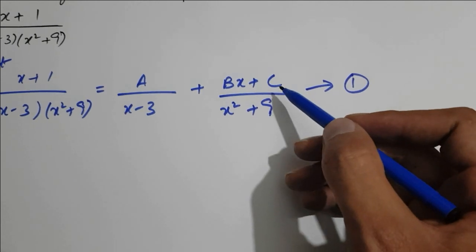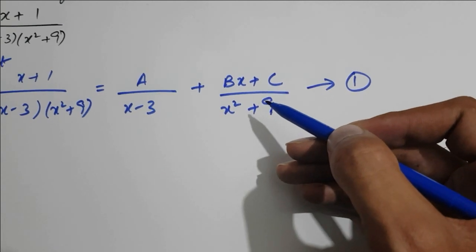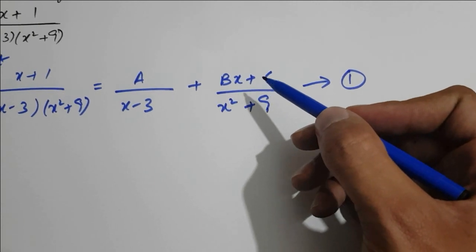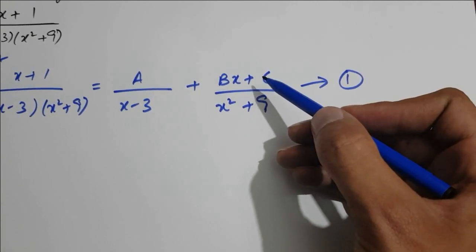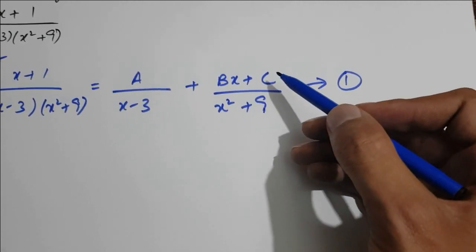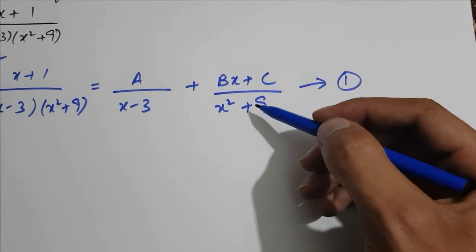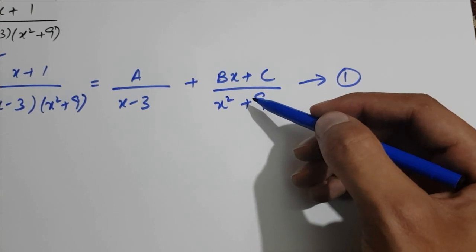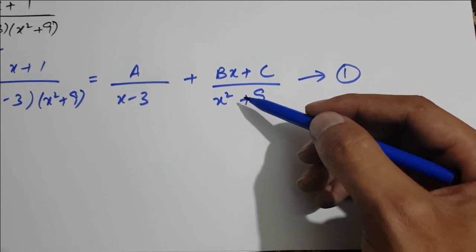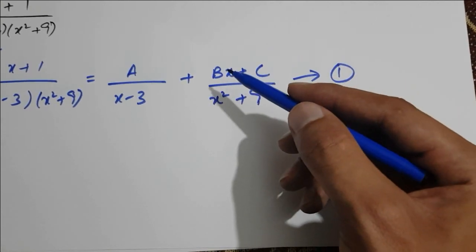Now we have to learn the logic behind why we are writing Bx plus C over the quadratic factor. We already know that the numerator must have a degree 1 less than the denominator. But the question arises: we can also write a constant above this quadratic factor, or a term involving x above this quadratic factor, or simply this term. So why are we going to write Bx plus C?